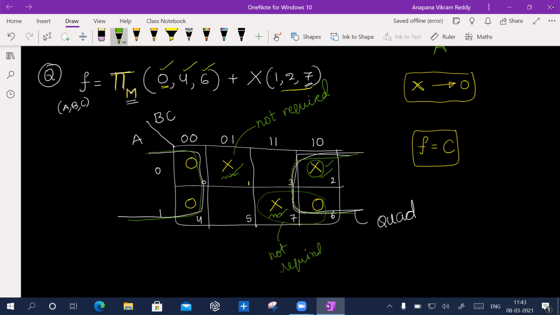If I take these cells, A is changing from 0 to 1. I don't want this. And B is changing from 0 to 1. I don't want this. Who is not changing? C. So please don't take C complement. If you're dealing with max terms, take 0 as uncomplemented and 1 as complemented. So you have 0 here, so take that as C. F is equal to C, not C complement. F is equal to C is the answer.